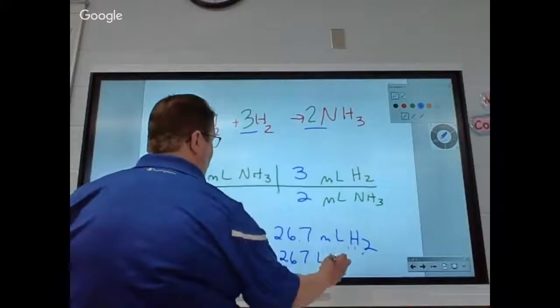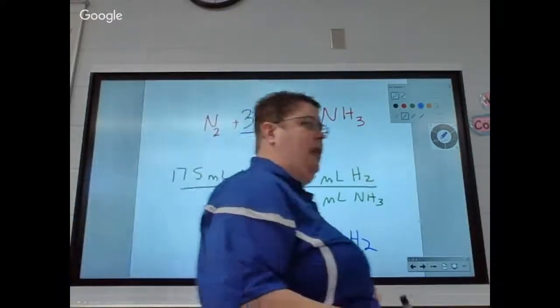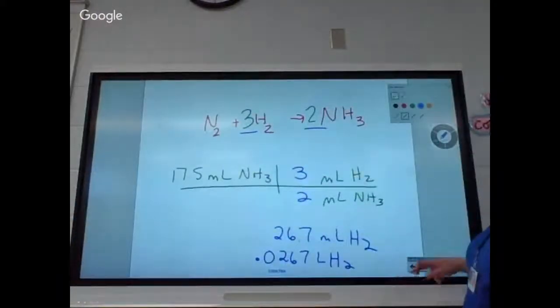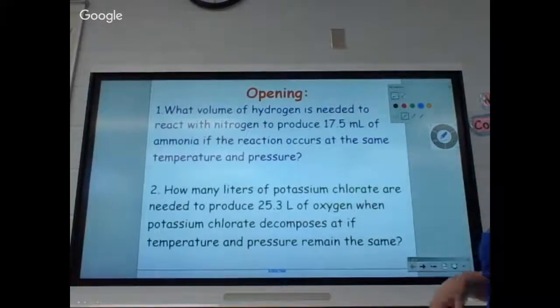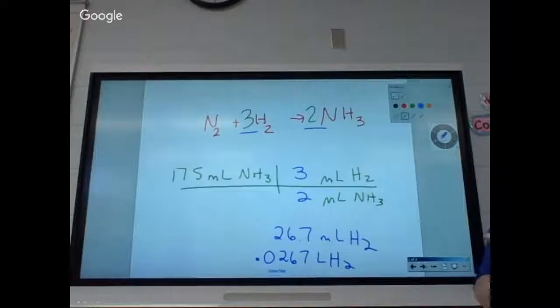Now, if you changed it, yours would have been 0.267 liters of hydrogen. Both answers are correct as long as in the question, I didn't say what volume in milliliters. If I just say what volume, I'll grade it in either unit.